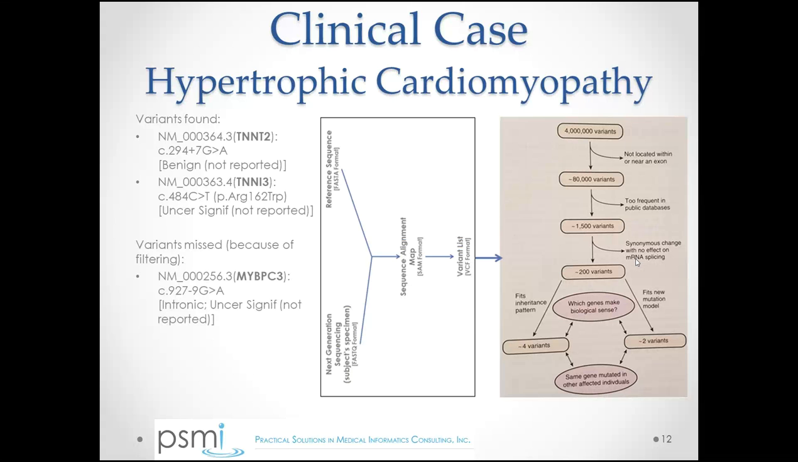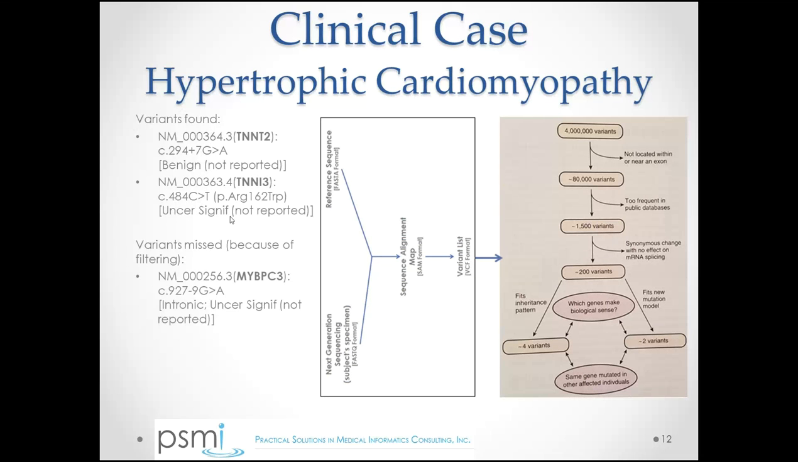And so we're only looking at exon variants, and we found two variants in this patient. We found one variant in the troponin T gene, but in public databases, this variant was deemed benign, and so per this particular lab's protocol, it was not reported back to the clinician. And we also found a variant in the troponin I gene, but per public databases, this was of uncertain significance. And so again, the lab did not report this one back to the patient.